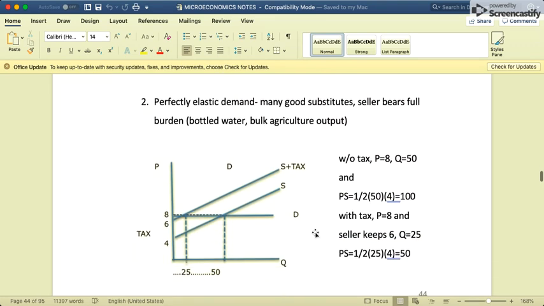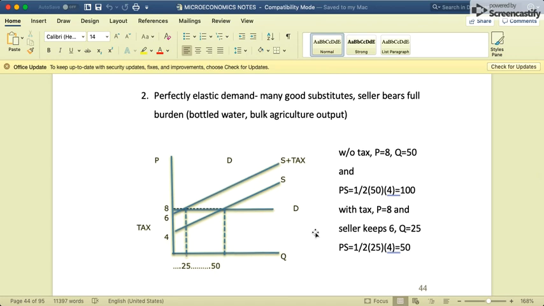What if it's perfectly elastic? There's lots of good substitutes. In this case, demand is perfectly elastic, so if there is a price change of anything at all, the quantity demanded will be affected drastically. So in this case, the seller will bear the burden. All right, so bottled water, bulk agricultural products.